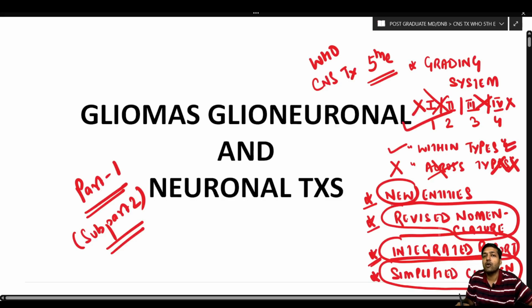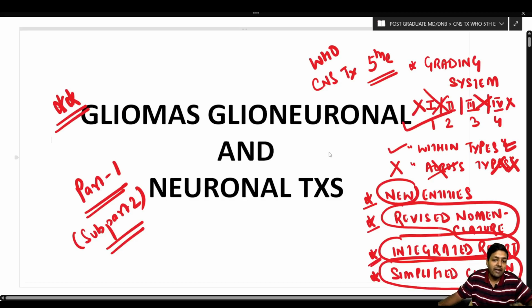So today we are going to discuss in detail the changes that have been made in the latest edition of the WHO CNS tumor, that is the 5th edition, and what the differences are from the 4th edition. For that, the first group of tumors we are going to discuss is the gliomas, glioneuronal and neuronal tumors. We are only discussing the classification and not the entities in detail.